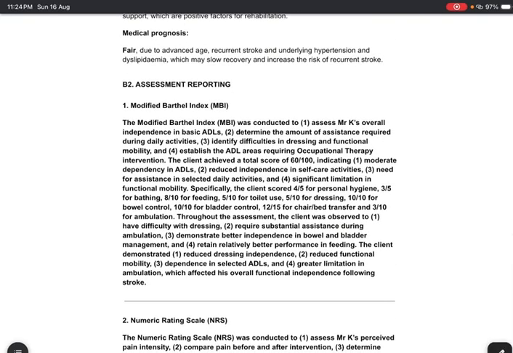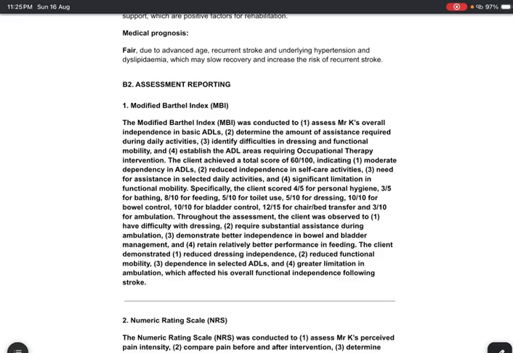Assessment reporting B2. Next, I will explain the assessment results and their functional significance. The Modified Barthel Index was conducted to assess Mr. K's overall independence in basic ADLs, determine the amount of assistance required, identify difficulties in dressing and mobility, and determine the areas requiring occupational therapy intervention.